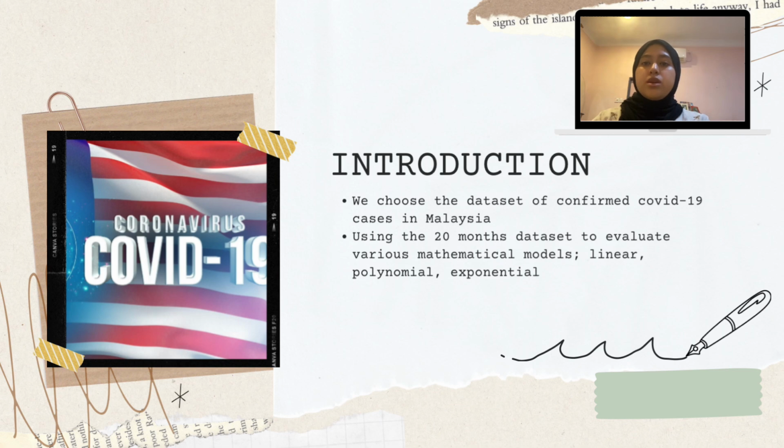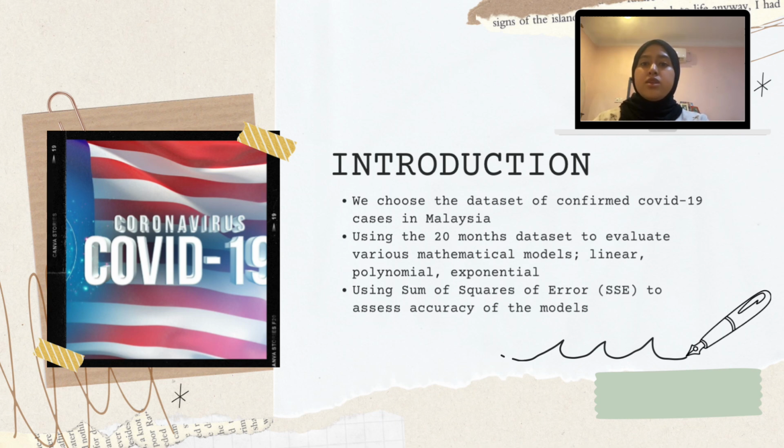To determine the accuracy of each model, we calculated the sum of squares of error, SSE, which measures how closely the predicted values align with the actual data. Based on these results, we then selected a suitable model to make predictions and forecast future trends in COVID-19 cases in Malaysia.